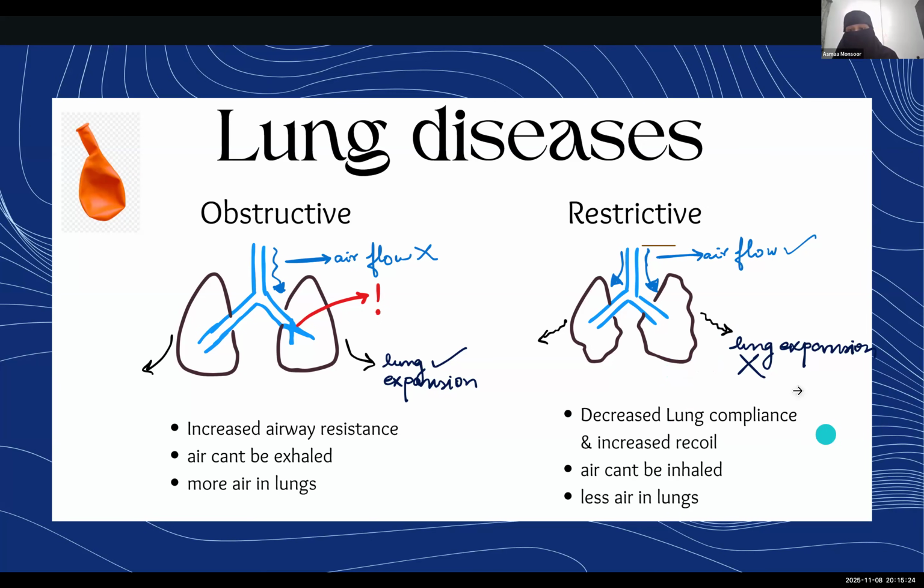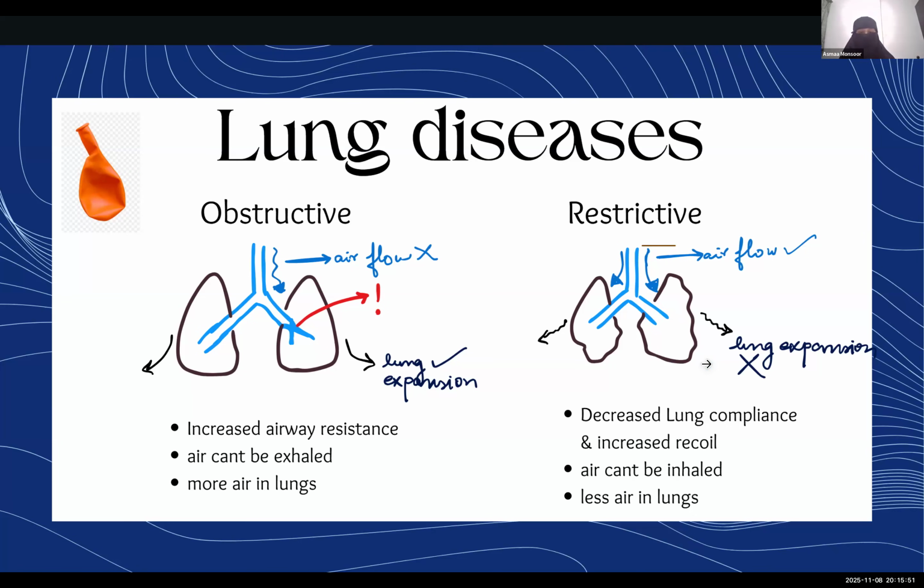There is decreased lung compliance, which is the ability of the lung to expand. And there's increased recoil, which is the lung pushing back inside. Because of this, there is a problem in air coming inside the lungs. There is no problem in the bronchi for restrictive diseases, only a problem in air coming inside the lungs. So there's less air in the lungs in the first place, and so when you try to exhale, only less air comes outside. Did you guys get what I mean?